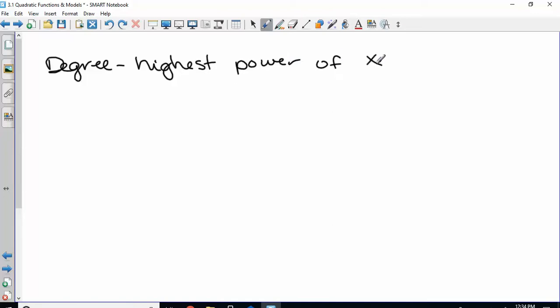It does not necessarily have to be the first one you see. A lot of times it is because that's standard form. But if I see an x to the 5th plus a 7x to the 10th, 10 is my highest power, so that's my degree. Okay, so it doesn't have to be the first term. Then, what's our next term on here? Leading coefficient.